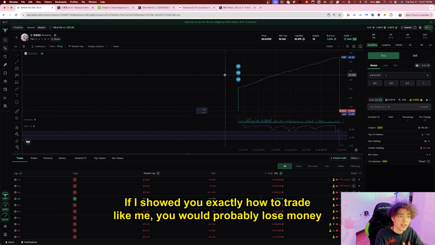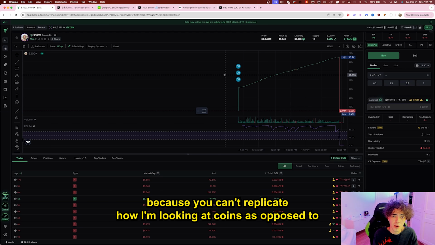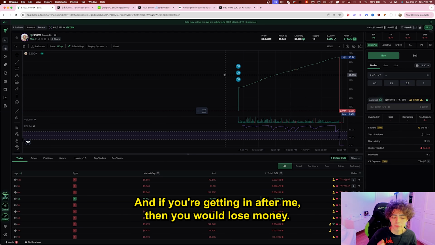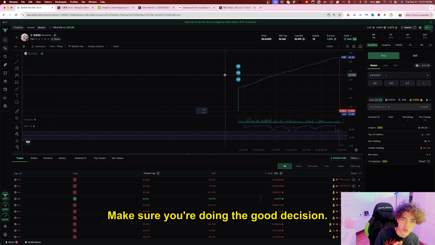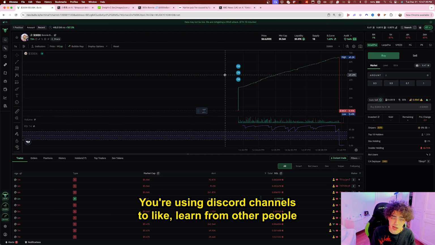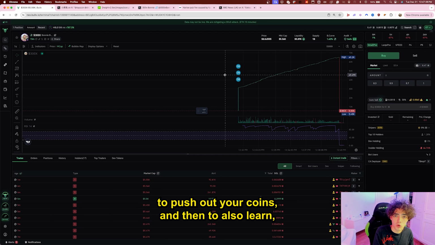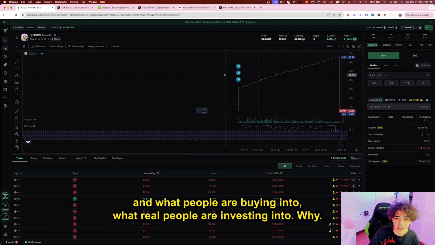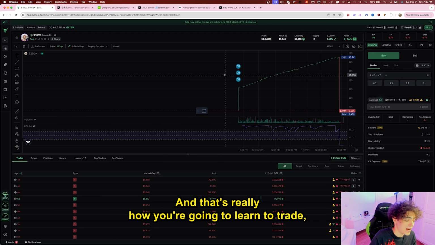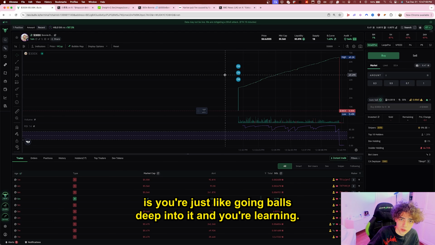If I showed you exactly how to trade like me, you would probably lose money because you can't replicate how I'm looking at coins as opposed to how someone else is looking at coins. And if you're getting in after me, then you would lose money. So again, you're using wallets as confirmation bias to make sure you're making the good decision. You're using Discord chat channels to learn from other people, to push out your coins, and to also learn what coins are going on and what real people are investing into, and why. And that's really how you're going to learn to trade, is you're just going balls deep into it and you're learning.